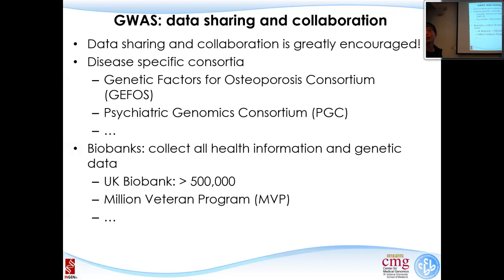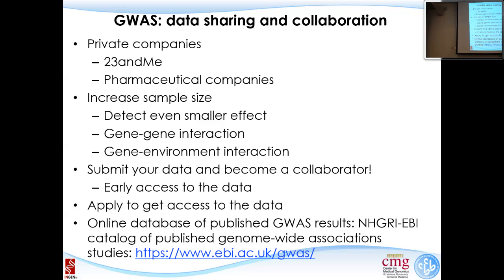Then there are private companies, like 23andMe. The nice thing is they have both phenotype and genotype data. You also have Ancestry.com. They have genotype data, but their phenotype information is not as comprehensive as 23andMe. And some pharmaceutical companies have just started to recruit or collect this data.